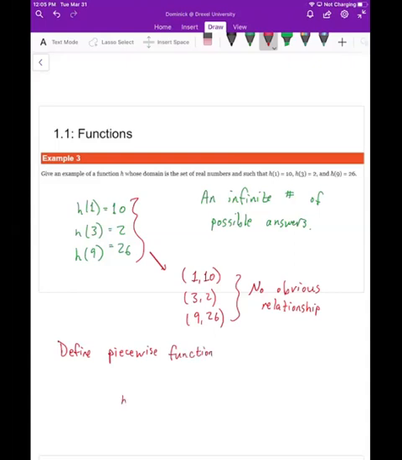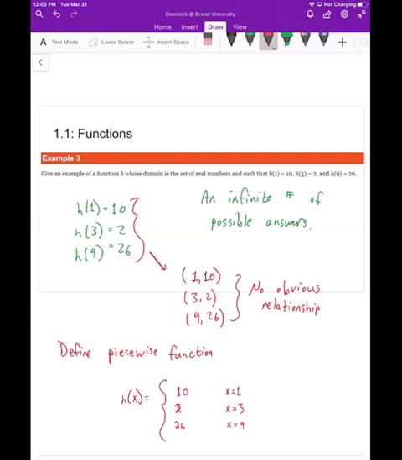All right, so I'm going to define my h to basically just be what I want. I need it to be 10 when x is 1. I need it to be 2 when x is 3. I need it to be 26 when x is equal to 9.